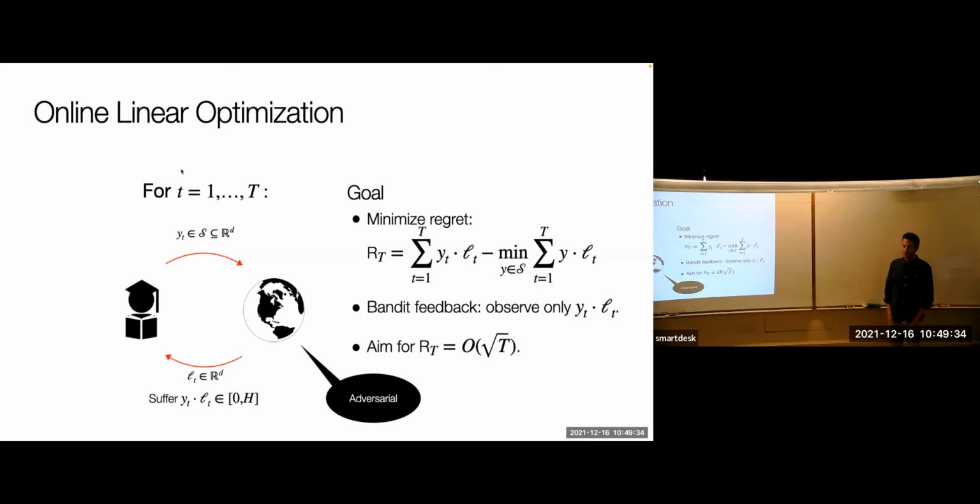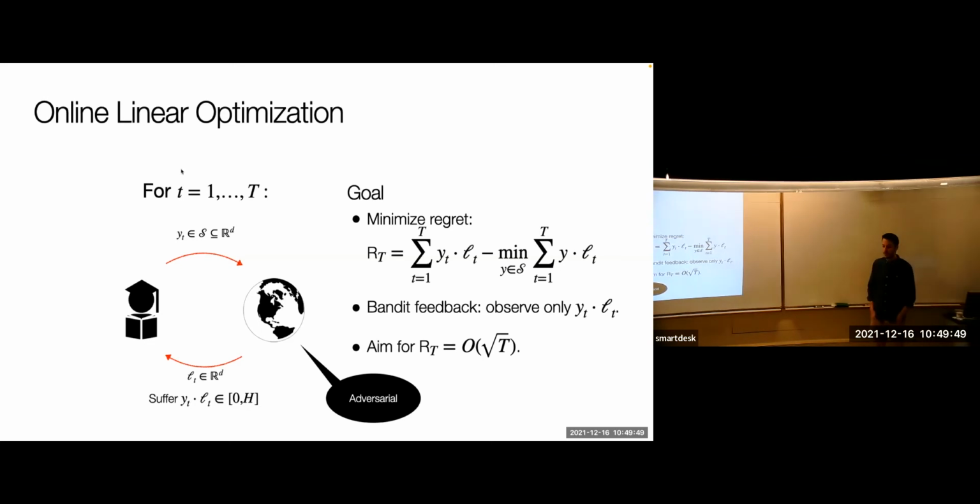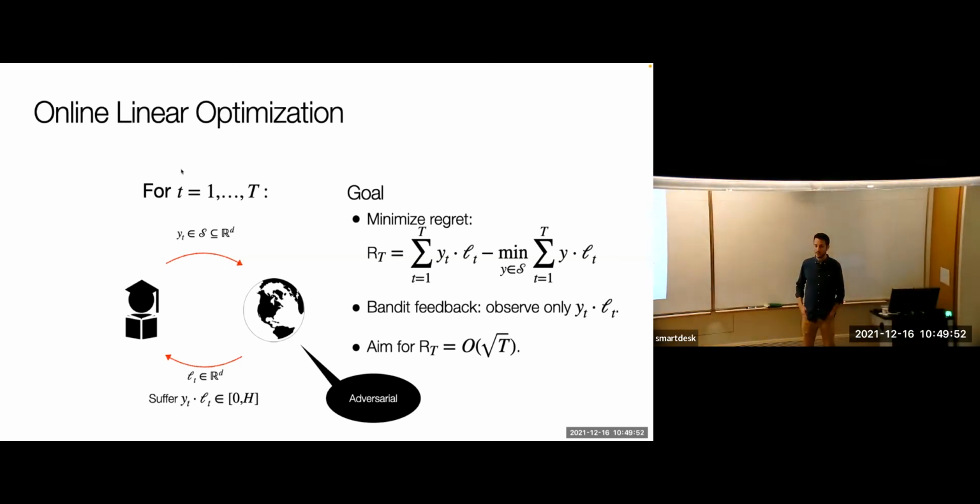You can assume different types of feedback, but here you can consider bandit feedback, meaning the only information that we have about the loss is this inner product between y_t and l_t, which is our loss. And our goal is to attain an optimal root T regret, where T is the number of total time steps. So the bandit feedback assumption is that we only see what we lost. Yeah, you can think of different types of limited information models, but in this one you observe your own loss. Yeah. Okay.